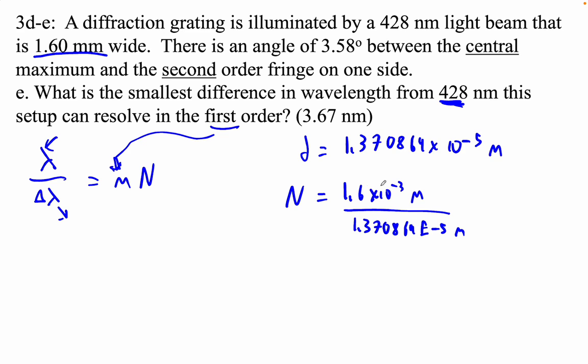I don't know how to explain that. I guess this is the width of the beam, right? And this is how wide each of the slits are. So the question is, how many of those fit into the width of the beam, right? That's the question, right? I guess that makes sense.